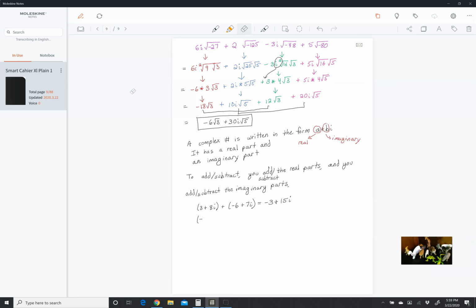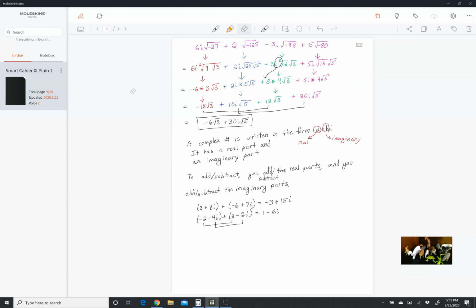If we have negative 2 minus 4i plus 3 minus 2i, negative 2 plus 3 is 1, and negative 4 plus negative 2 is negative 6. So we get 1 minus 6i. Okay, so we're adding the reals. And we're adding the imaginaries. And then the same thing would be true with subtraction.